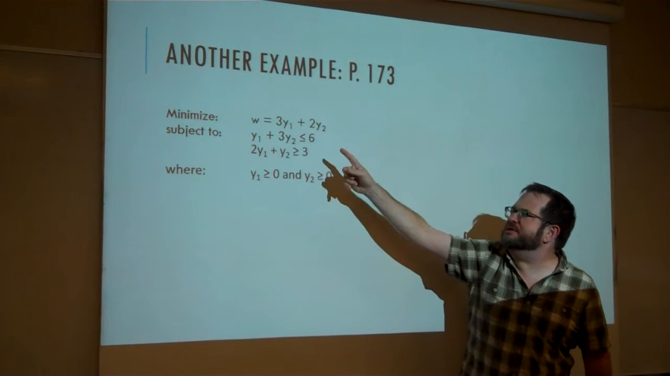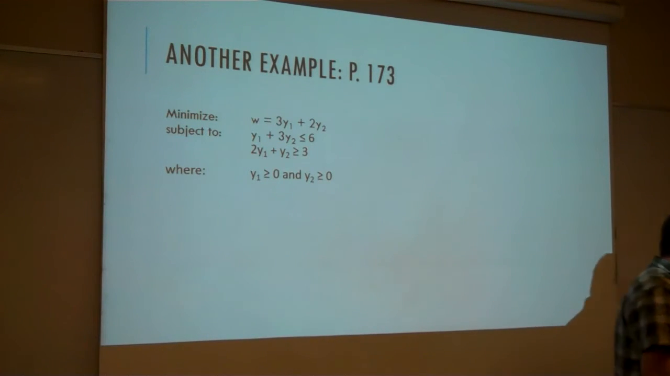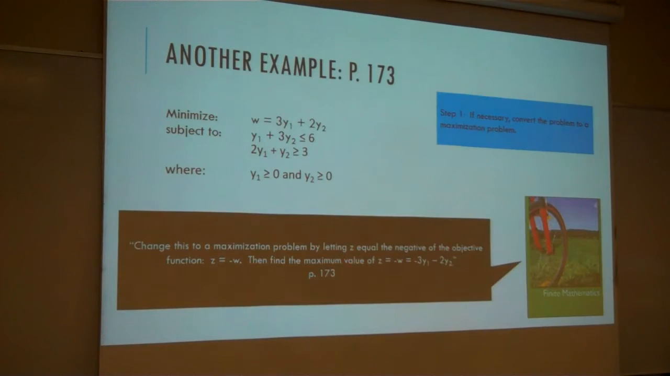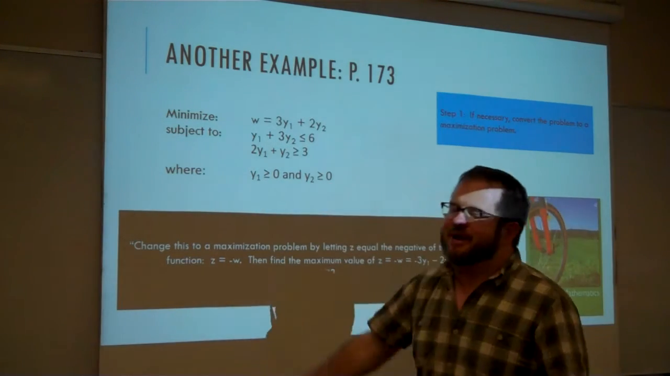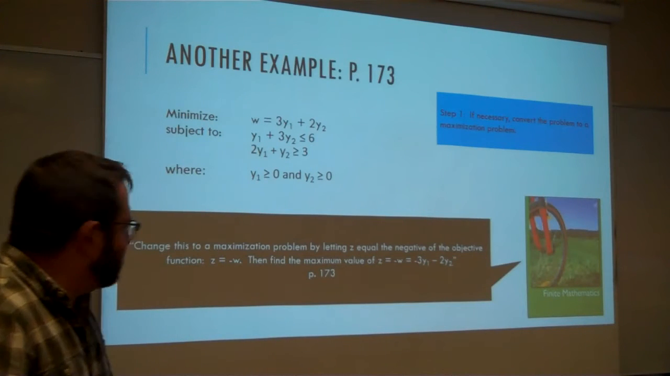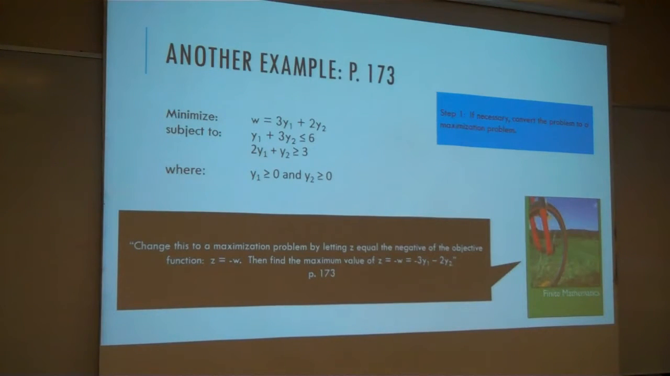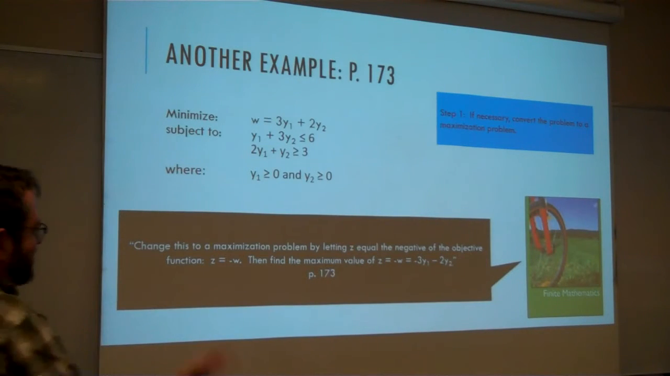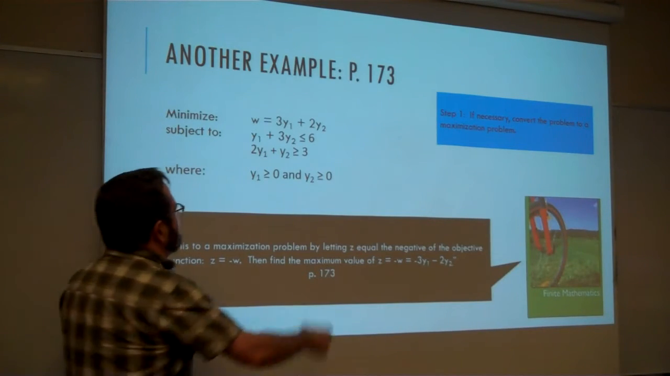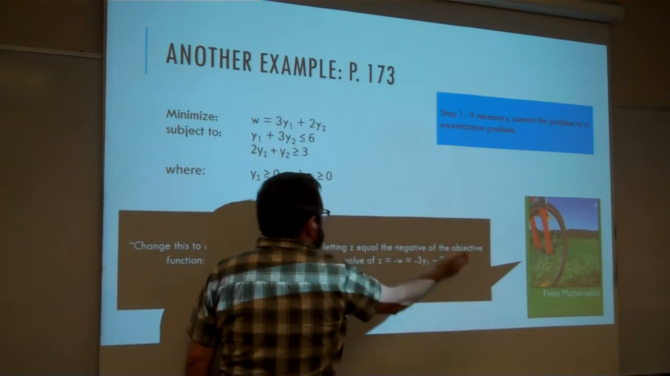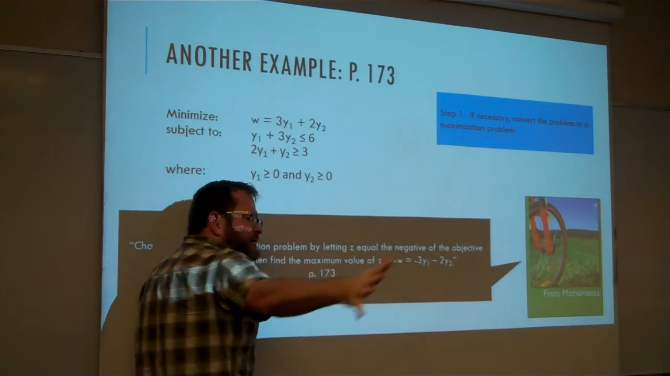They said, if W is equal to this, and you're trying to minimize it, well, hold on. The book is so dense, I picked out a sentence here that's important. Just change this into a maximization problem by saying Z equals negative W. If you're trying to minimize W, that's the same thing as maximizing negative W. And so we can just flip this into a maximization problem by doing that. So if W is equal to 3y1 plus 2y2, just make negative W equal to negative that.